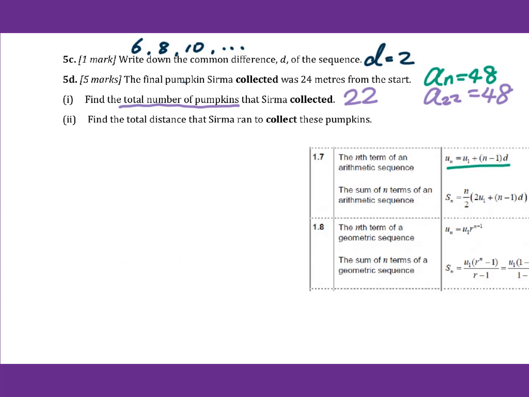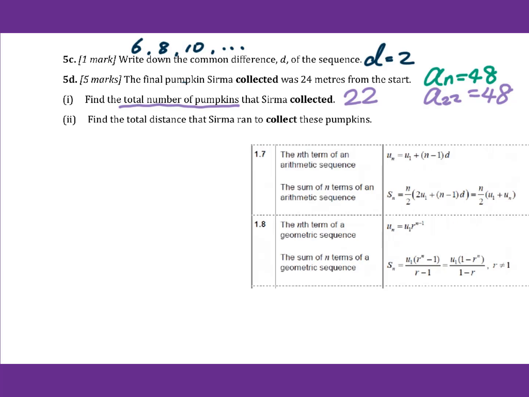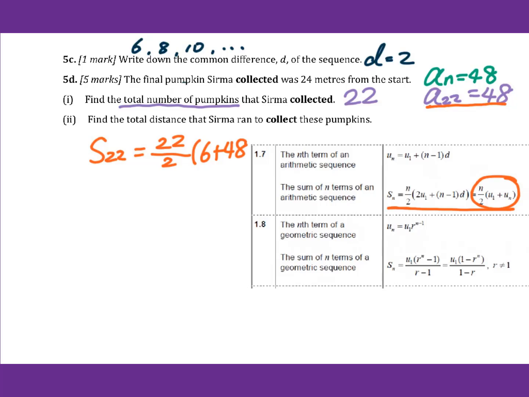Second one, find the total distance that Thelma ran to collect these pumpkins. Basically, we are looking for S sub n. You have 2 formulas to choose from. Since we already know A sub 22 equals 48, we use this formula to figure out S sub 22 equals 22/2 times 6 plus 48 equals. The answer will be 594 meters.